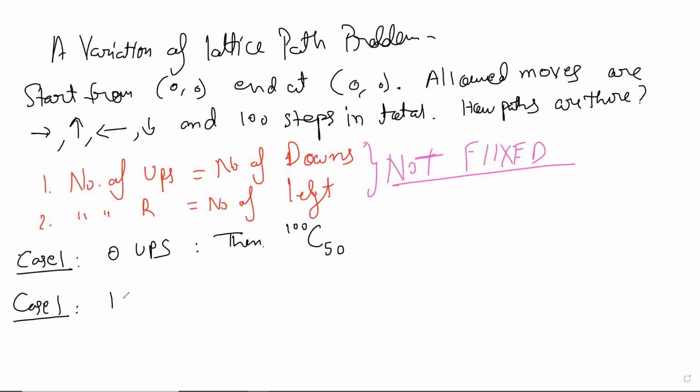we can do 1 up. Then how much will it be? What should be the number of ways if there is 1 up? If there's 1 up, then you have 1 up, you have 1 down.